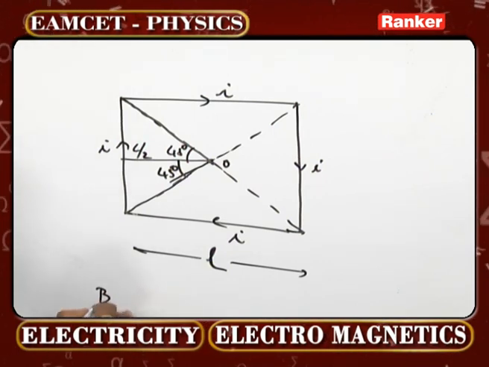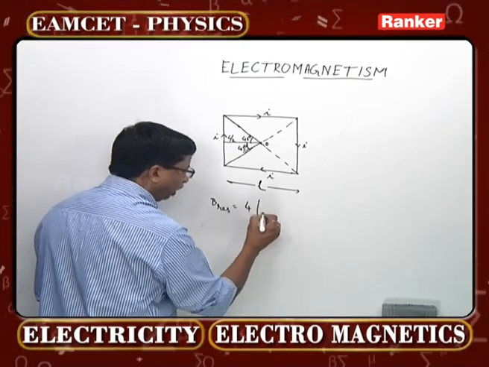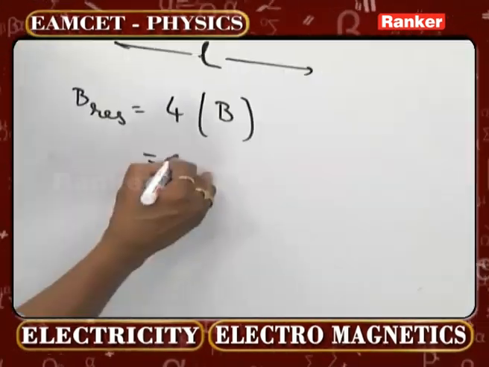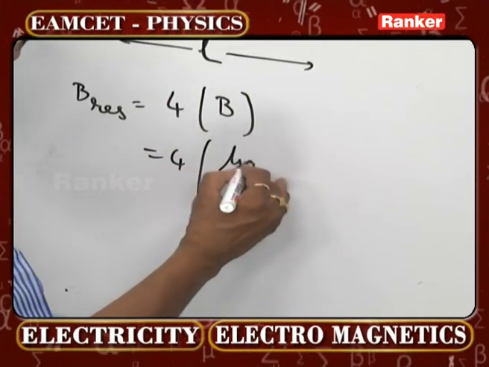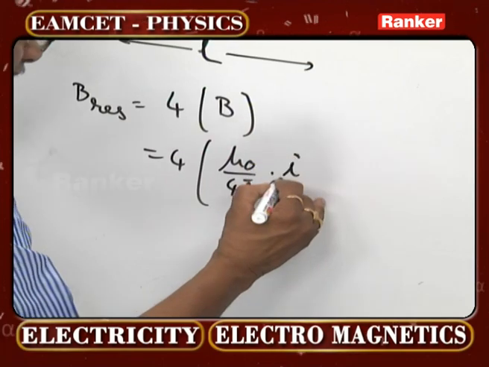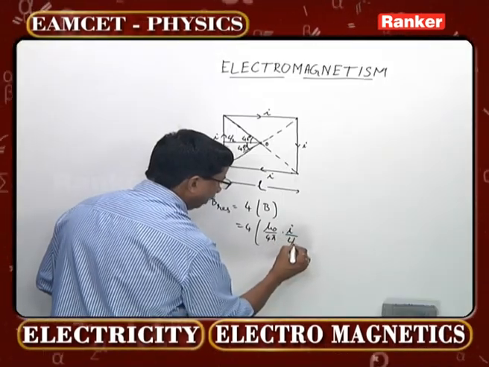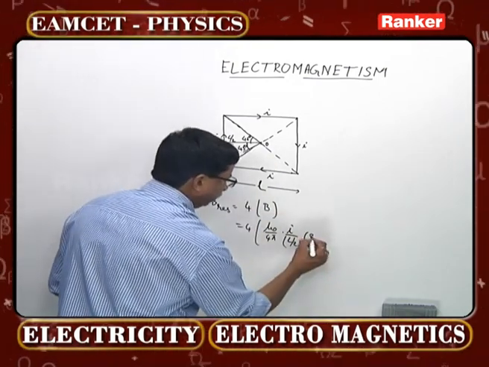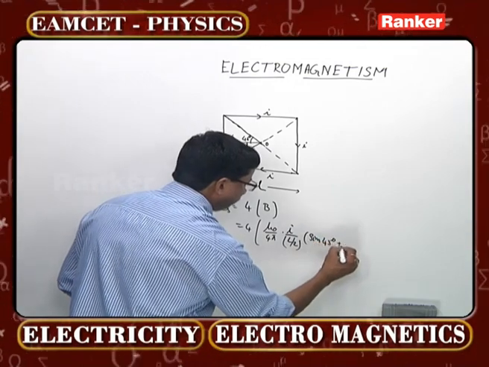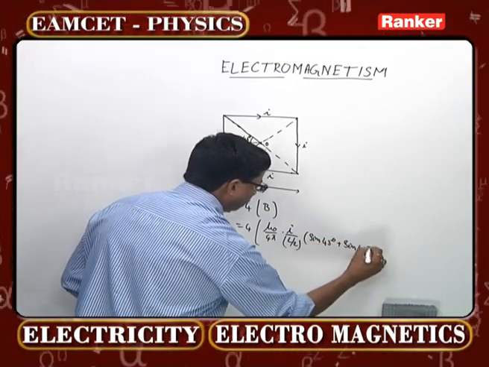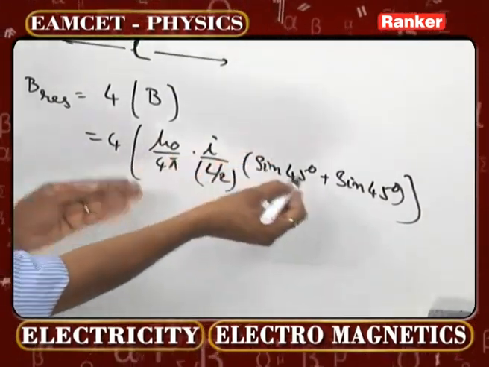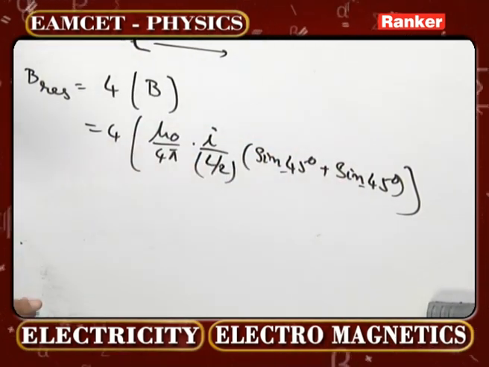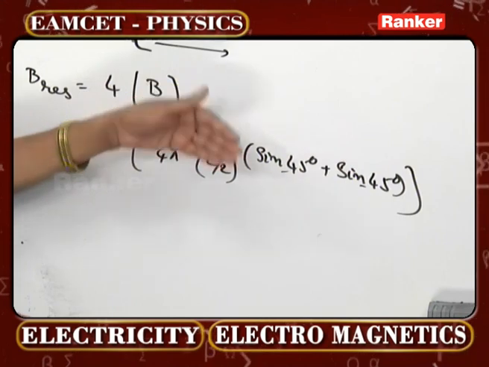So what will be the resultant magnetic field here? It is 4 times the magnetic field due to each side. What is the formula that is to be adopted? 4 times mu naught by 4 pi into I by R. R is how much here? L by 2 into sin alpha plus sin beta. Sin 45 plus sin 45. That is actually the formula. You just have to adopt it. How many times? 4 times you have to take. That is the point. Sin 45 is 1 by root 2 plus 1 by root 2, 2 by root 2. That is nothing other than root 2.